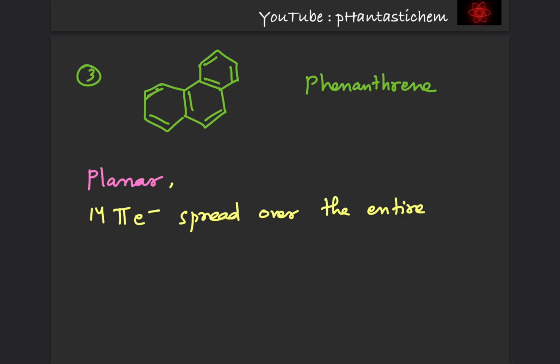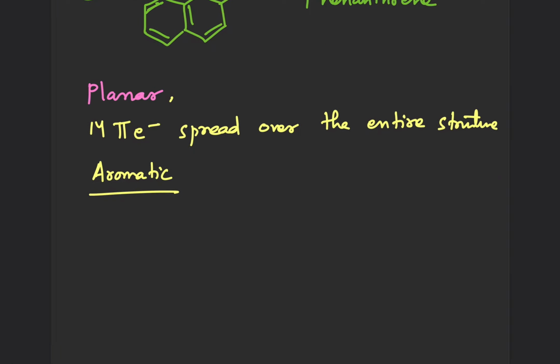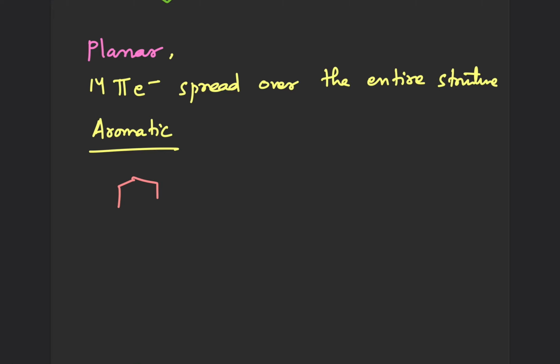That means there is conjugation, that is alternate double, single, double, single, double, single, double, right? Resulting in delocalization of electrons. So therefore it is aromatic. Okay, so this guy is aromatic. If you want to see the delocalization of these electrons, I can draw a few resonance structures of this guy. So let's say we start with this.